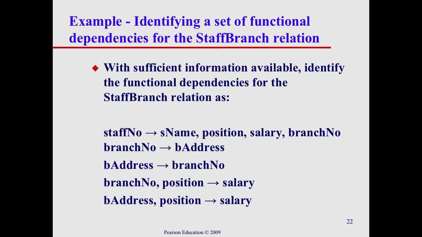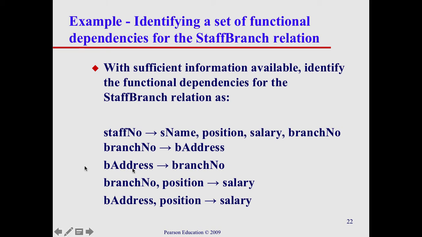What did I say a minute ago? Transitive dependencies are not explicitly shown. So it is true that staff number determines branch address, but it's a transitive dependency. Staff number determines branch number determines branch address. So branch address is not up here on the right-hand side for staff number because branch address is transitively dependent on staff number through branch number. Therefore, we separately write out the functional dependency that branch number determines the branch address.